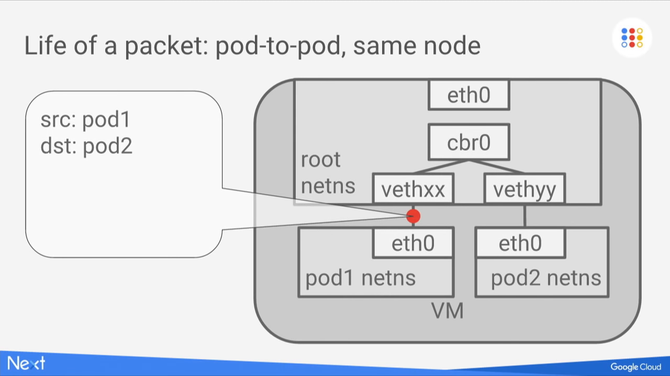Pod 1 wants to send a message to pod 2, so it has an IP packet. Source IP is pod 1, and it's going to pod 2. It leaves pod 1's network namespace, goes through the pipe pair, hits the virtual Ethernet device, gets into the root namespace, then goes to the bridge, uses all the ARP logic and technology to find the right virtual Ethernet destination. And then, once it gets to the top of its pipe pair, goes right through the pipe pair and ends up in pod 2's namespace.